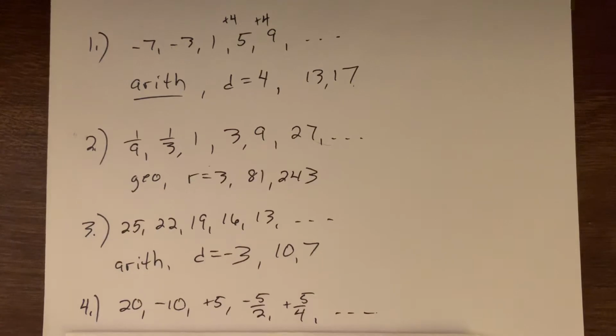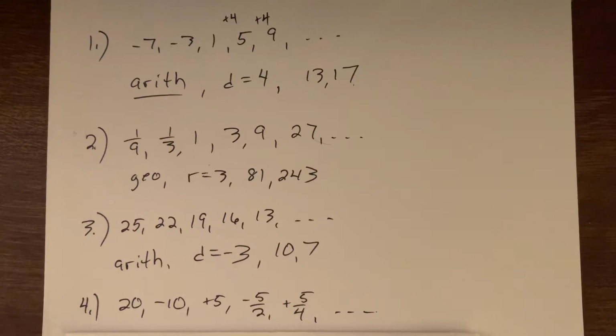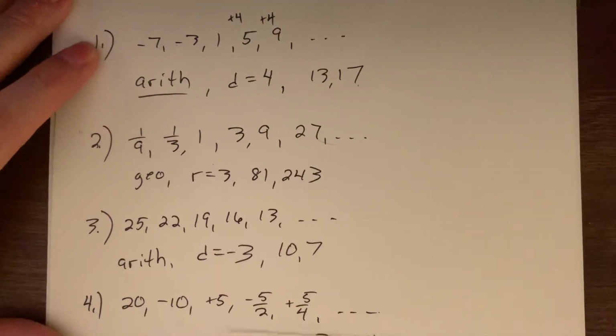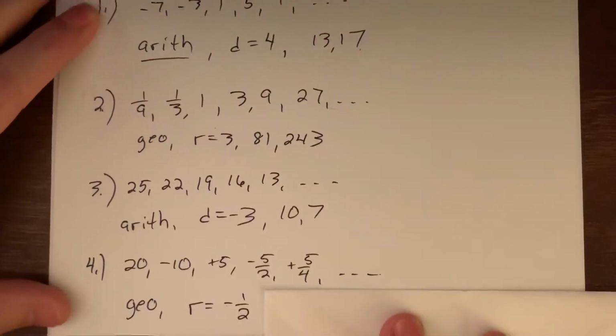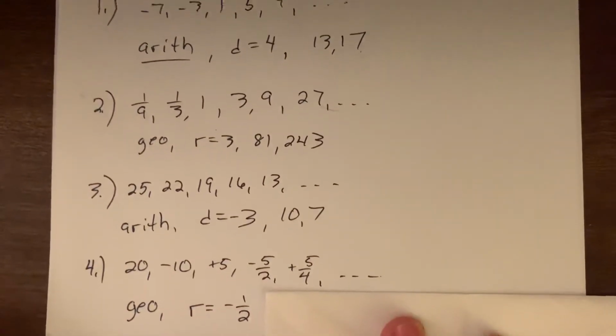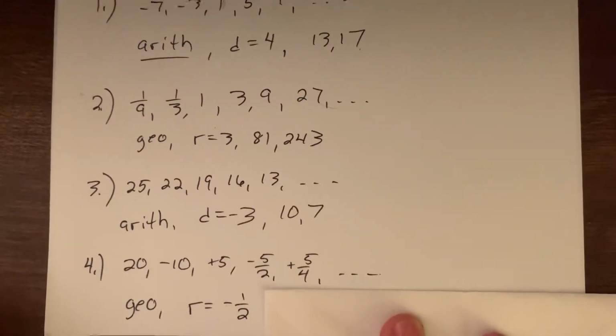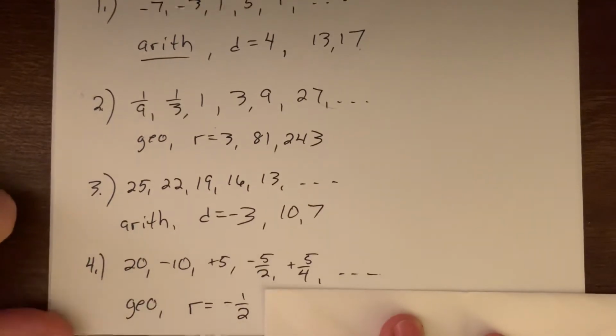The idea of adding or subtracting consistently goes with an arithmetic sequence, similar for geometric, multiplying or dividing. But for arithmetic, we always had to treat it as addition, so subtracting by 3 is the same thing as adding a negative 3 consistently. So here in number 4, the idea of dividing by negative 2 is the same as multiplying by negative 1/2. And that's the way we have to think about it. That is how we get our R value.